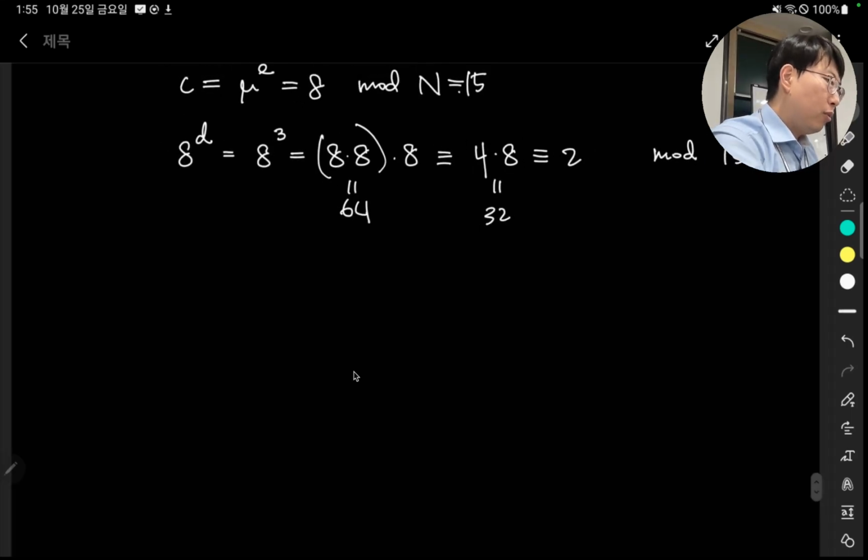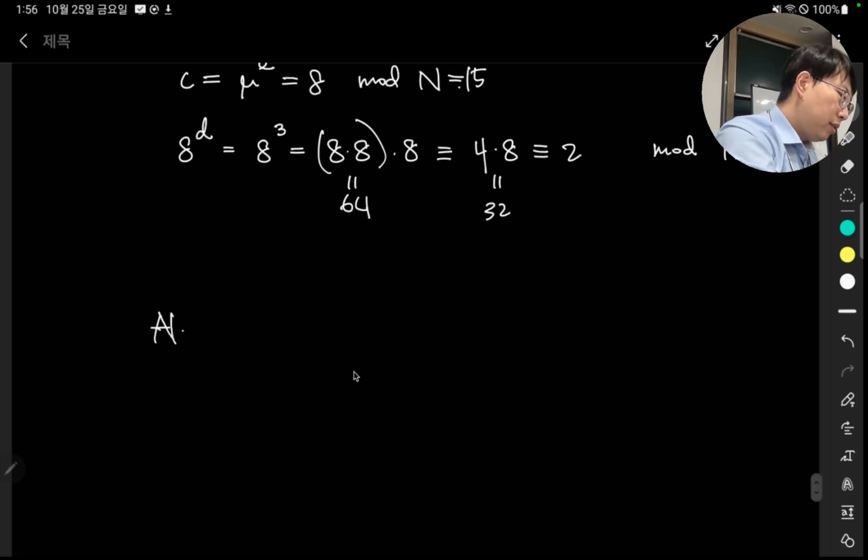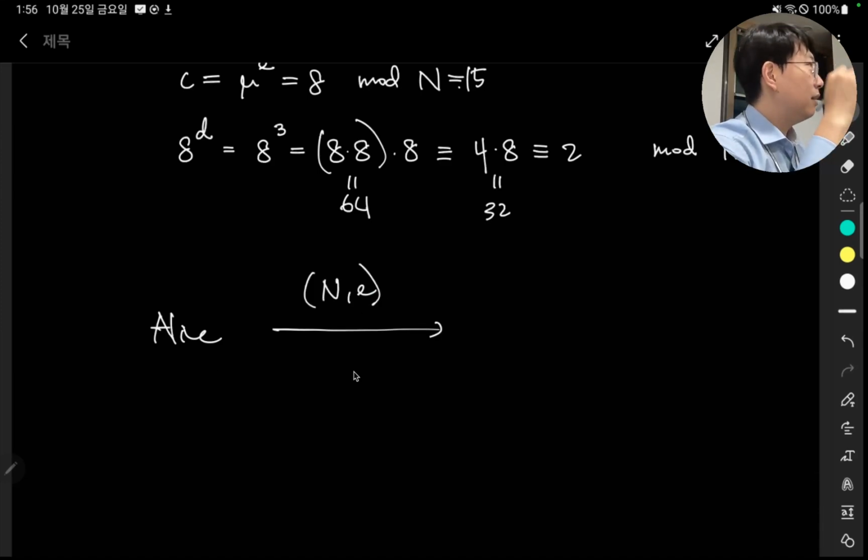But let's see what the strategy is for the eavesdropper if he hacked the channel and saw the information transmitted between Alice and Bob. So Alice already published the key N and E. In fact, it's not public to everyone intentionally. It was just transmitted to Bob, but it's an open channel, so any eavesdropper could see it. So that's information the eavesdropper, Eve, could see.